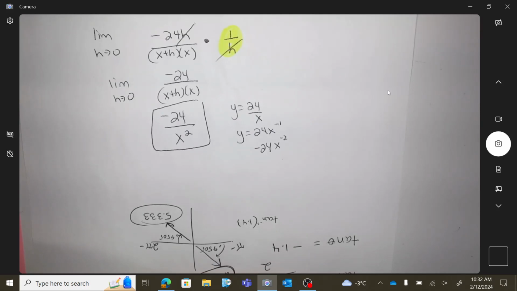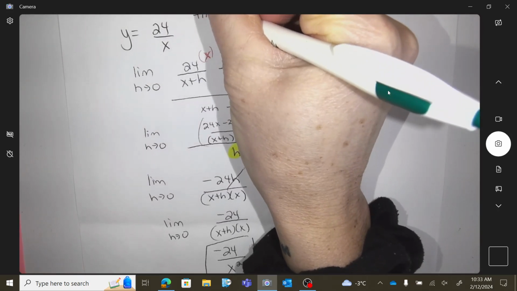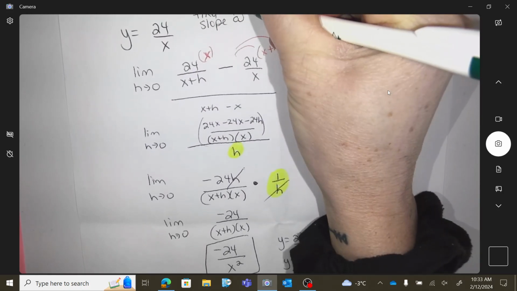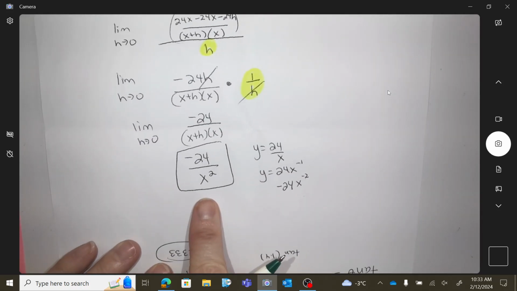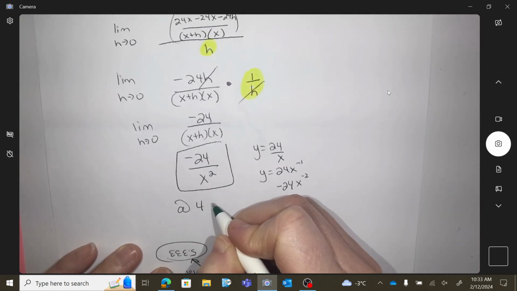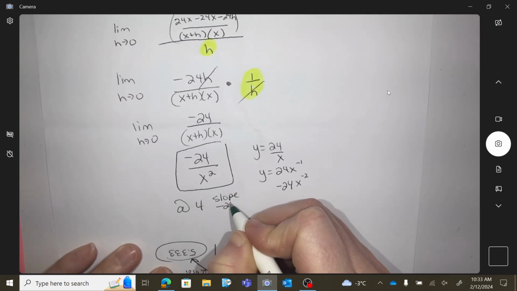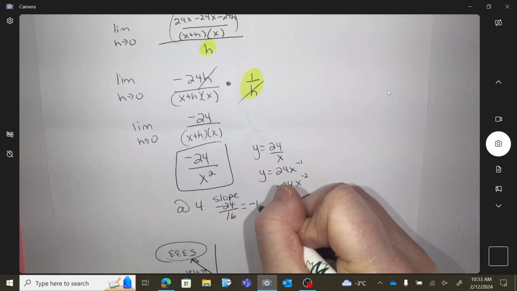Do I need to do one where I would say, figure out the derivative of this using close numbers? Would you know what to do? Are you gonna do that on the test? Uh-huh. Probably. Like if I said, find slope at x equals 4, okay? And you did this, what's your answer? Just plug in the 4. So at 4, your slope is negative 24 over 16, which is negative 1.5.